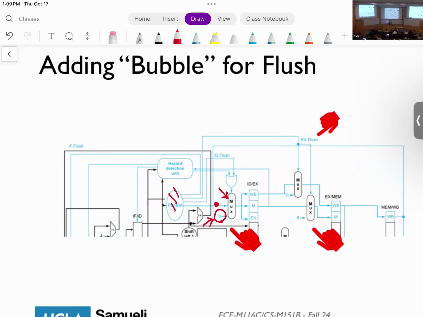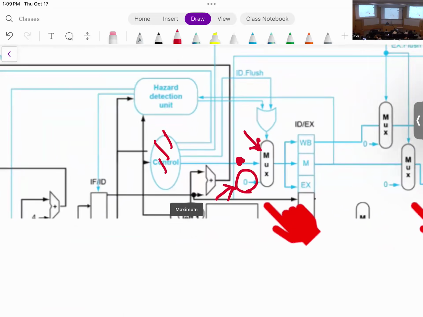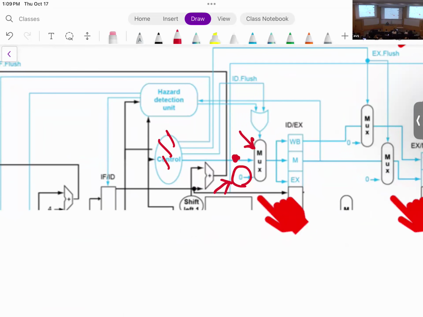In the forwarding and hazard detection unit, we only had one place where this needed to be done, and that was in the decode stage here. So we only added this mux because, remember, we only needed to stall the pipeline in the decode and fetch stages and let the others go. But for branch prediction, there are now instructions in the execution stage that also need to be flushed. And then there are other instructions further along that also need to be flushed.